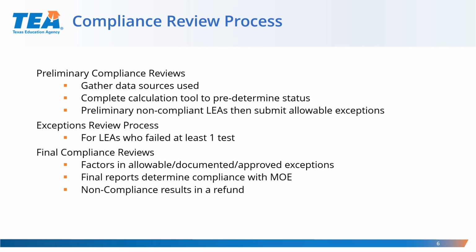Once the exceptions are submitted, reviewed, and approved, we then forward that information on to be incorporated into the final report. If your final report shows that you are non-compliant, you will have to submit a refund to the agency of your lowest efficiency amount from the 4 tests.